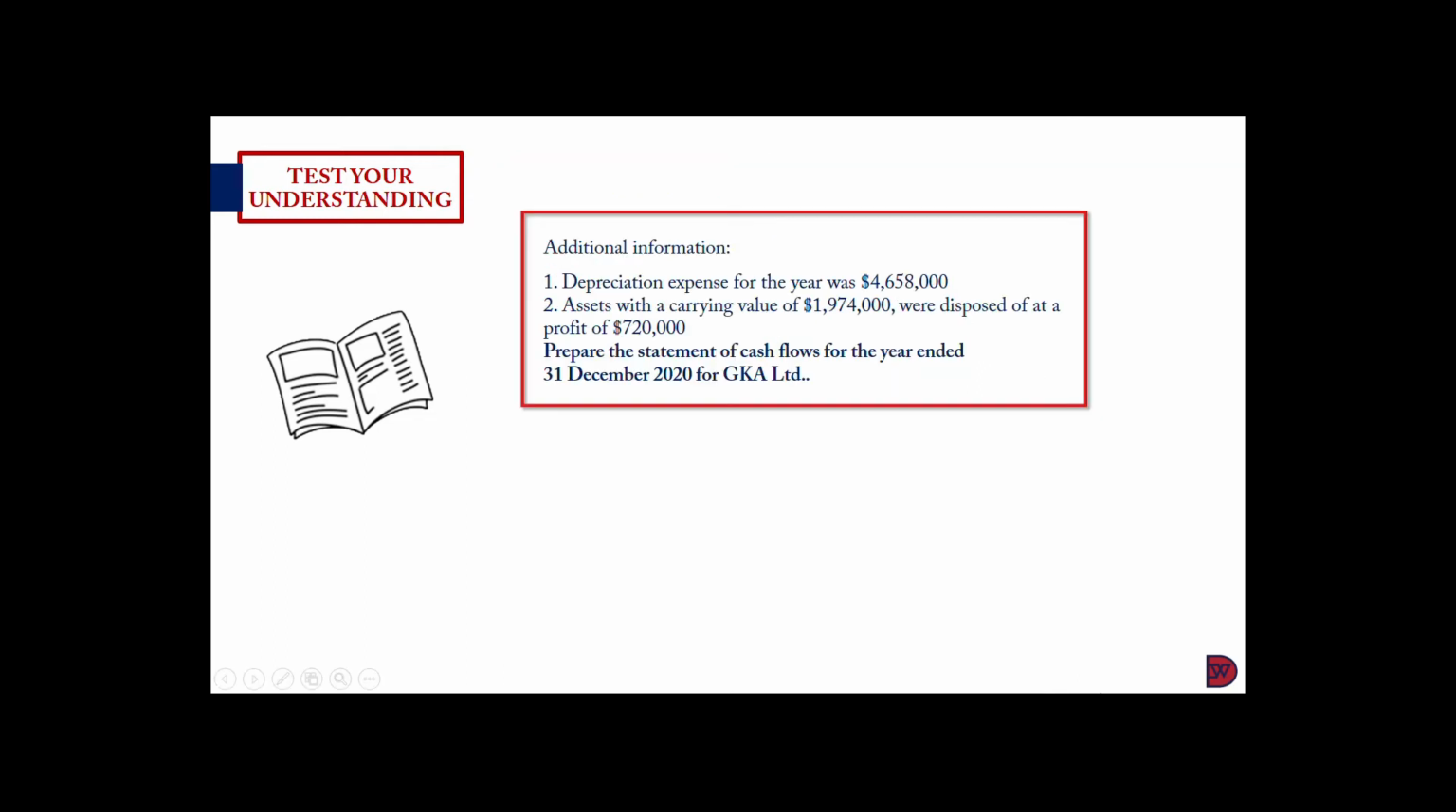So additional information. Depreciation expense for the year is stated here. The asset with the current value of 1,974,000 was disposed of at a profit of 720. So we have to prepare a statement of cash flow for the year ended 31st December 2020 for GKA Limited. We start with the cash flow from operating activities. As said earlier, we will start with profit before tax, which is 15,000 in the question.